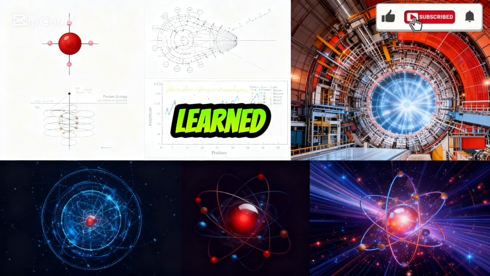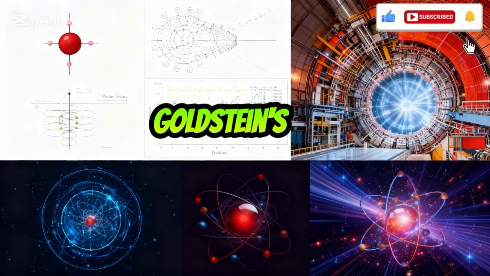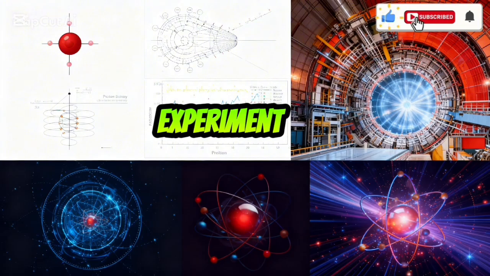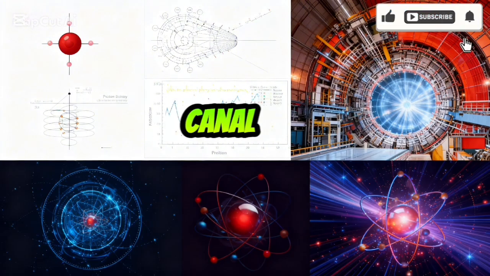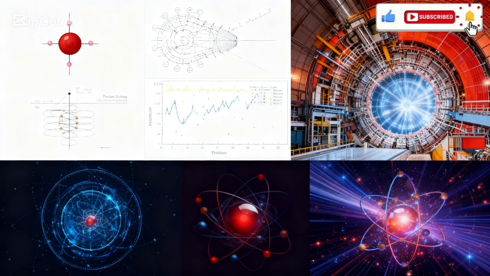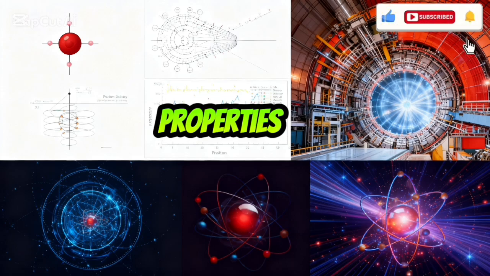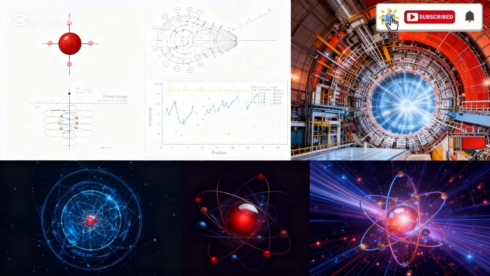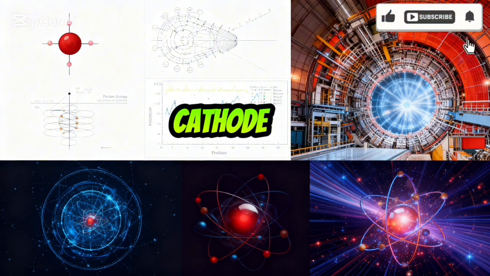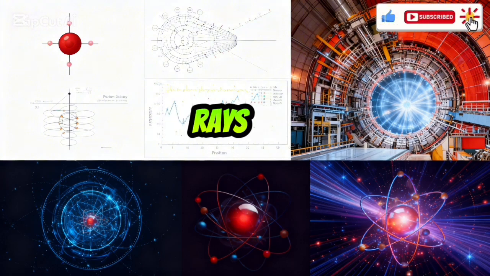Today we learned Goldstein's discharge tube experiment, formation of canal rays, discovery of positive particles, properties of canal rays, differences between cathode rays and canal rays, and why the proton is important in atomic structure.